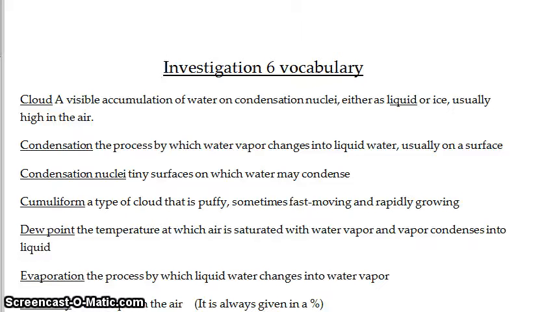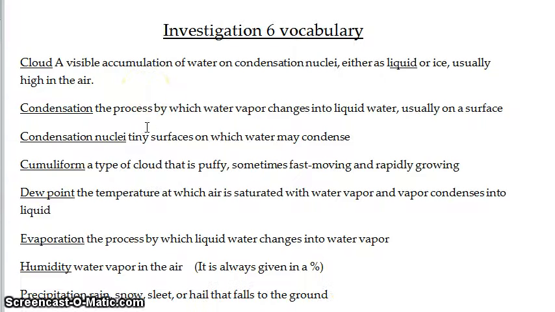Okay, today in class we started going over Investigation 6 and we're looking at water in the air. Here's our vocab words for Investigation 6. We have a cloud, a visible accumulation of water on condensation nuclei, either as liquid or ice, usually high in the air. Then we have condensation, the process by which water vapor changes into a liquid, usually on a surface.